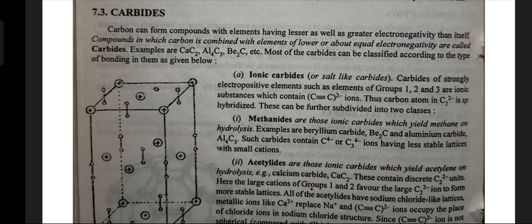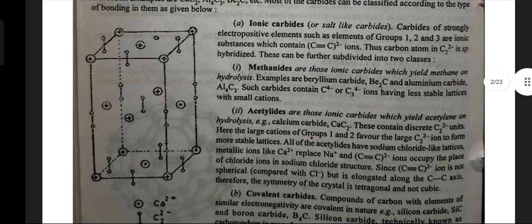Most of the carbides can be classified according to the type of bonding in them as given below. The ionic carbide or salt-like carbide. Carbides of strongly electropositive elements such as groups 1, 2 and 3 are ionic substances which contain the C≡C 2 negative ion. Thus the carbon atom in C2 2 negative is sp hybridized.